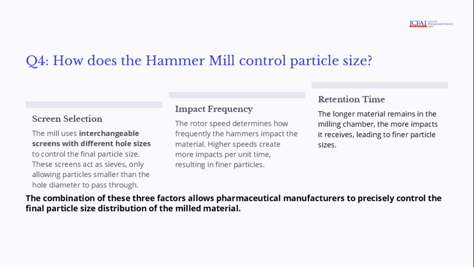Hammer mills control particle size through screen selection, impact frequency, and retention time. These factors allow manufacturers to precisely control the final particle size distribution, ensuring the desired quality of the milled material.